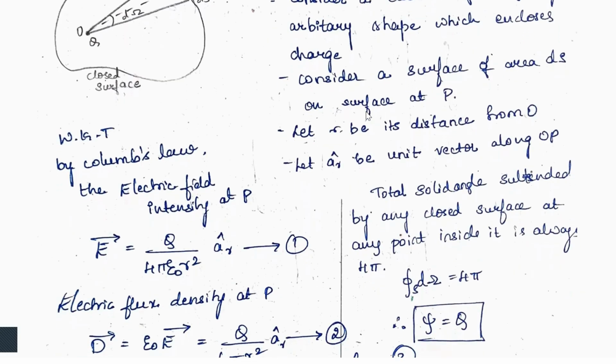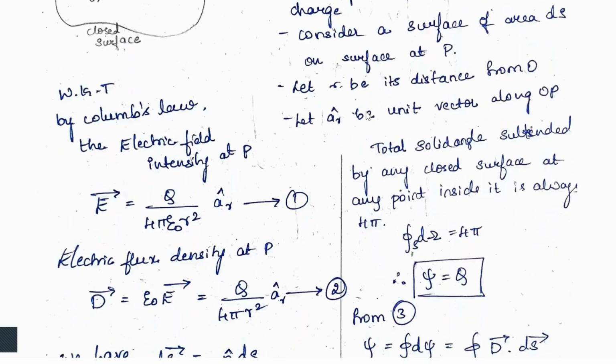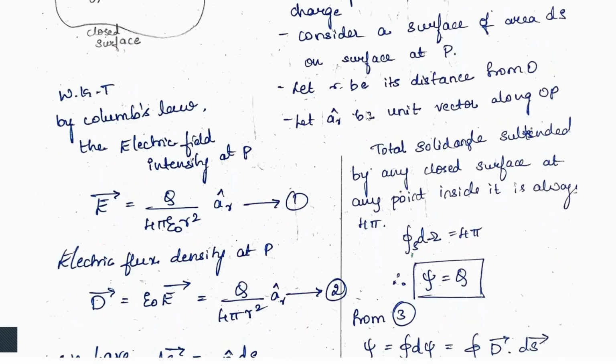Next, the electric flux density at P, which you have to find. That is D, and this is explained in the previous video, how we got this formula. D is equal to epsilon naught times E vector, and E vector, the electric field, is Q divided by 4 pi R squared a_R cap. Consider this as equation 2.